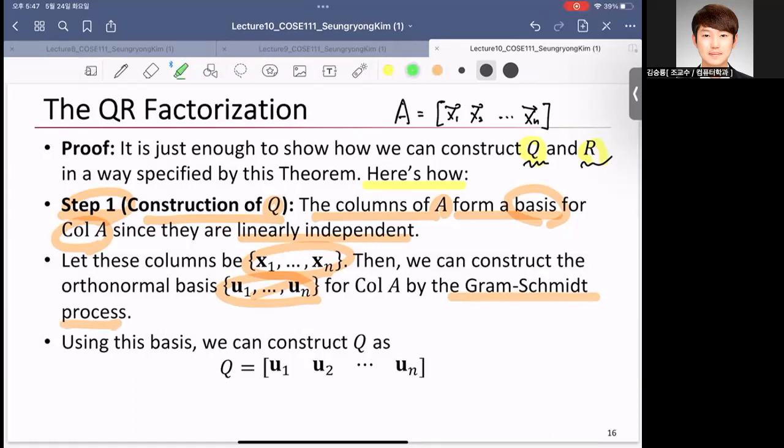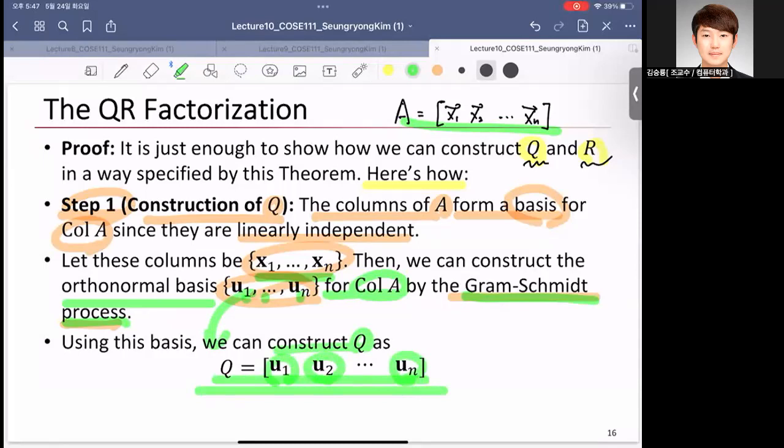In other words, let the columns of the matrix A be x1, x2, and xn. Then we can construct the orthonormal basis u1, u2, and un for the column space of A by the Gram-Schmidt process. We already discussed this, right? Using this basis, we can construct Q, which is u1, u2, and un, because they are an orthonormal basis. So we found Q. This is step 1.